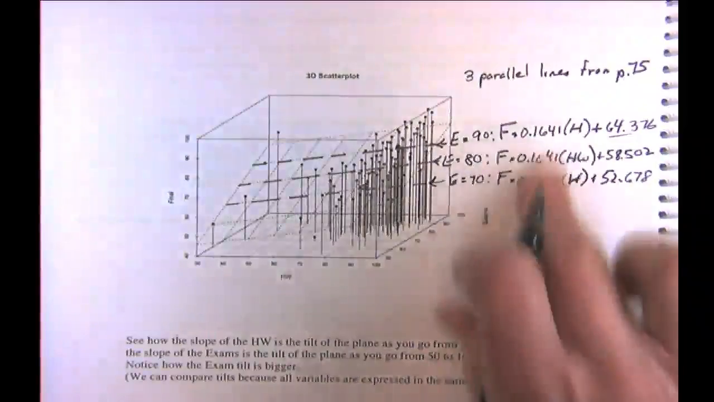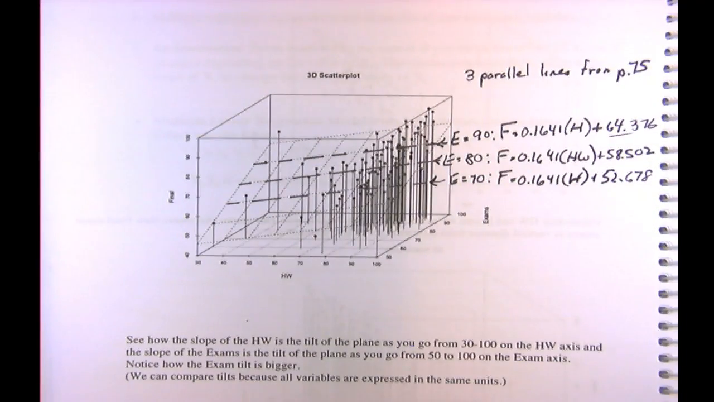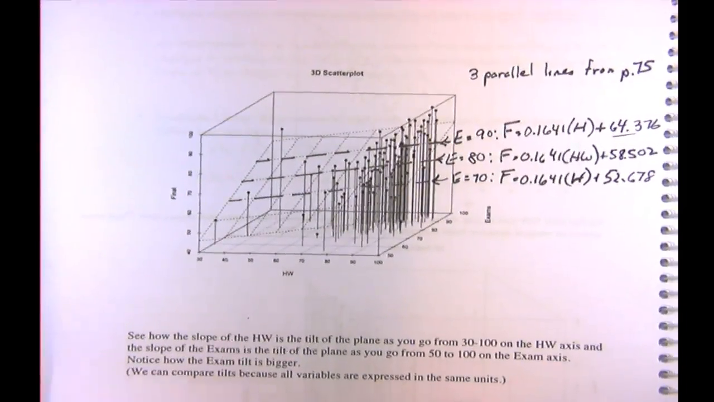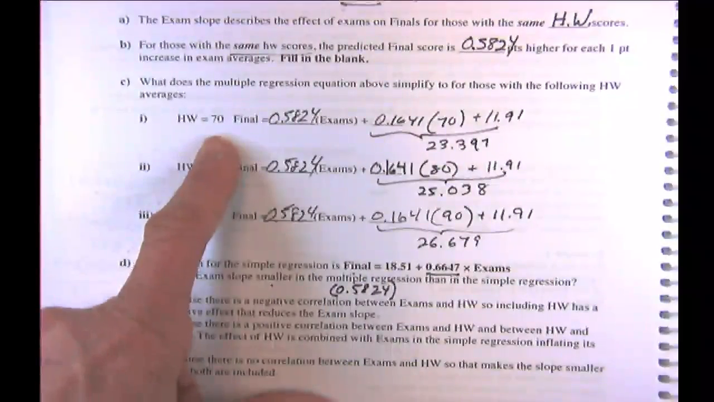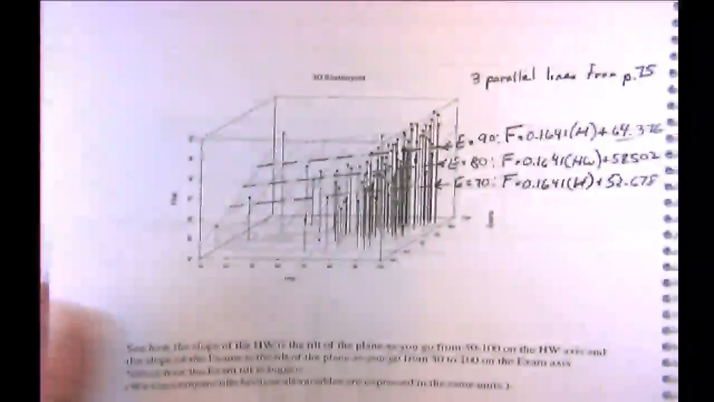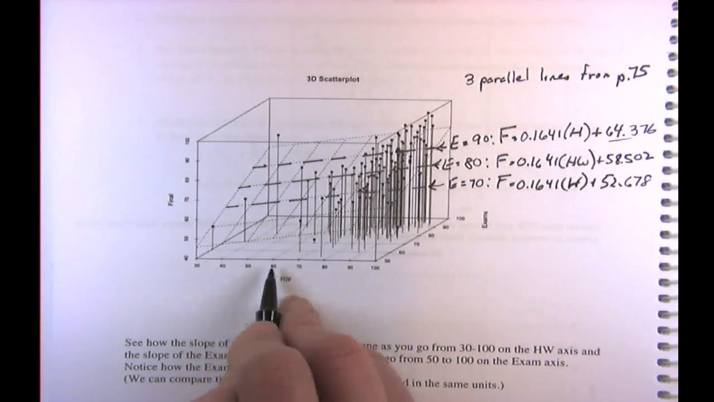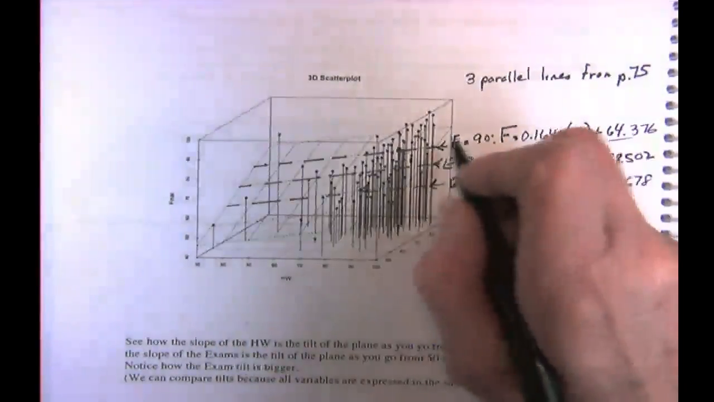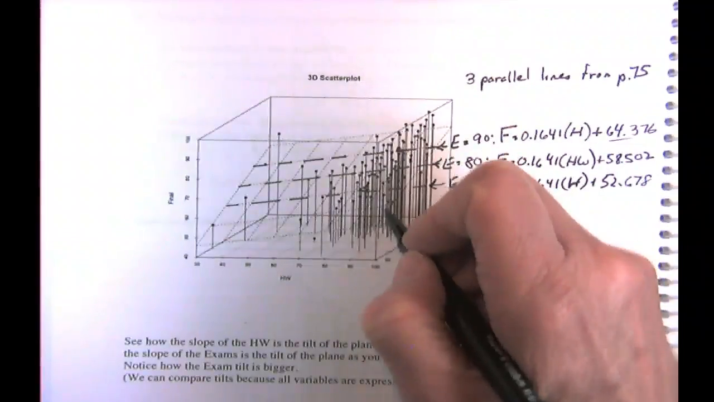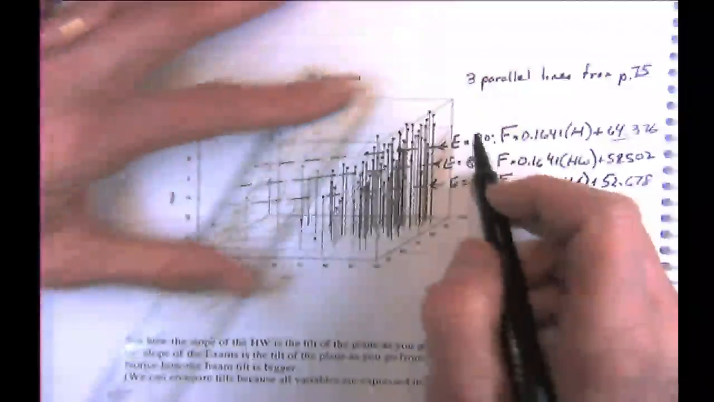All right, so those are those three. And now, similarly, we can get these three, when homework was 70, 80, and 90. Okay, so now homework's going from 30, 40, 50, 60, 70, 80, 90. All right, and then 100. All right, so it's got to be this one.